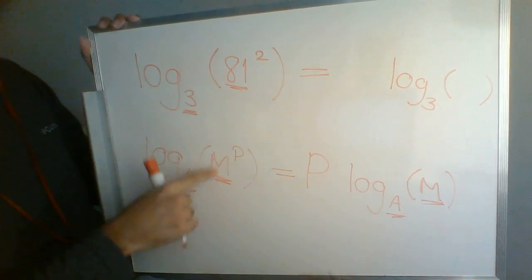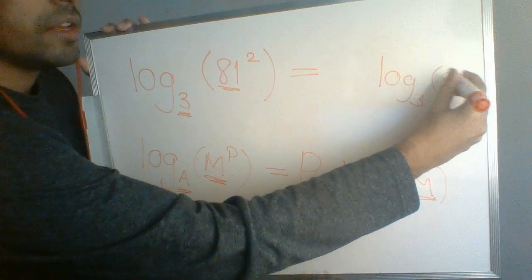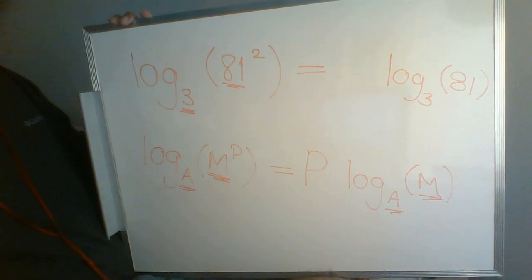So we've got m here, which is 81 there. We've got m over there, so that means we'll throw an 81 in there. So now we're almost done. The only thing left is p.